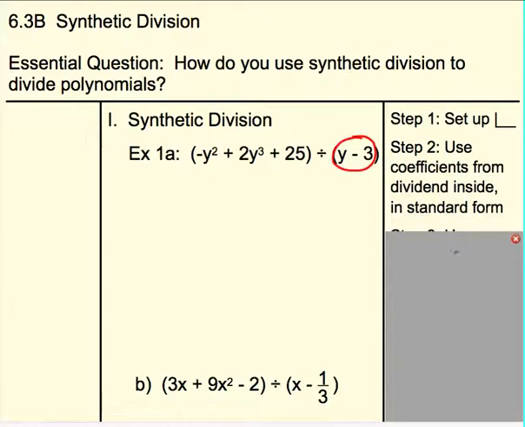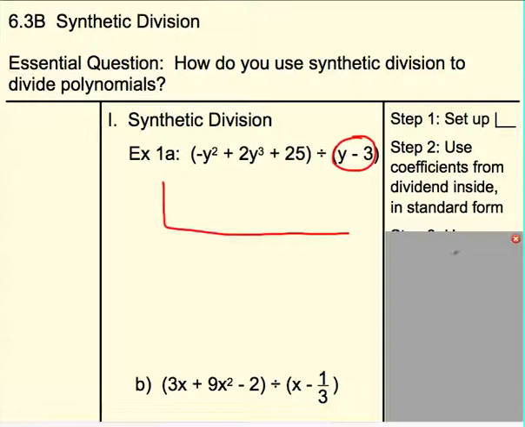We're setting up something kind of similar to what we set up when we use long division, except it goes the other way. We're only using the coefficients, so we get to drop every variable when we're doing synthetic division. Make sure that you put your dividend in standard form, and you have to use zeros as placeholders if a term is missing, and I'll explain what that means in a second.